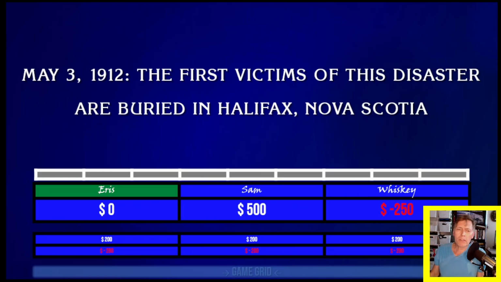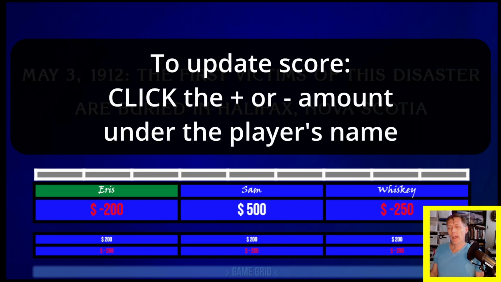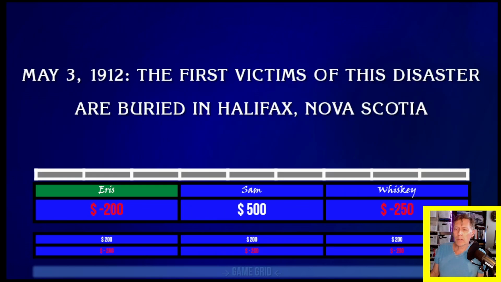So let's say Eris buzzes in. I can then start the countdown timer with the lights, just a simple click, and Eris has 5 seconds to answer if she did indeed buzz in. And let's say she didn't get it right. I'm going to subtract $200 from her, and let's say then Whiskey buzzes in, so the countdown clock is going, and he correctly says the answer to this clue is the Titanic sinking, obviously. So we credit him the 200. And now Whiskey has control of the board.